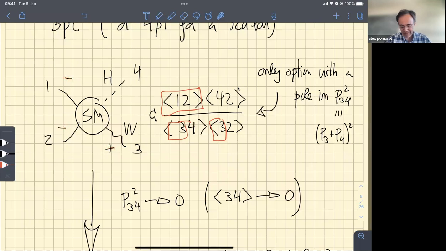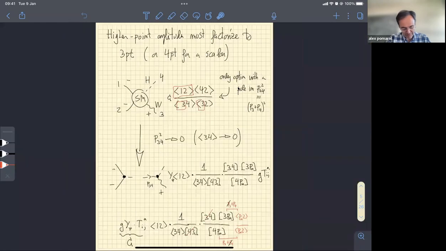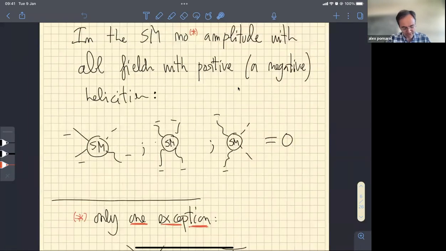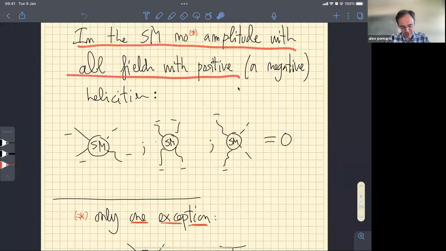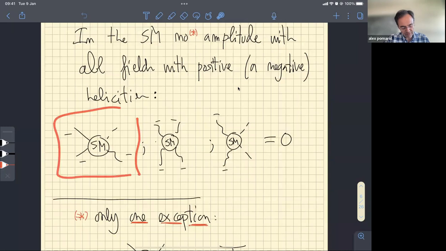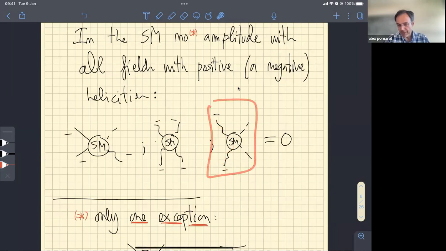The fact that I told you the 3PTs are fixed: when you try to build an amplitude with minus minus minus, you see 0. So this is what I wanted to say before. In the standard model, there is no amplitude with all fields with positive or negative helicity, except only one exception. Let me tell you afterward the exception. For example, a standard model amplitude with 4 vectors minus minus minus minus is 0, and 2 vectors and 2 Higgs minus minus is also 0. It's a question of calculating, and you see that all of them are 0.